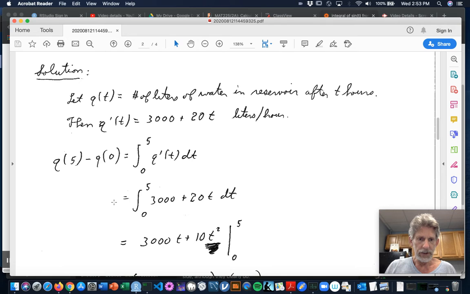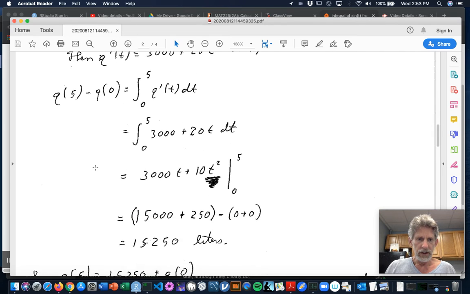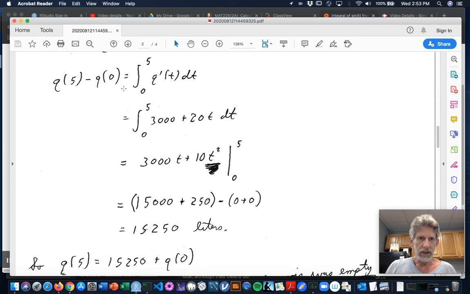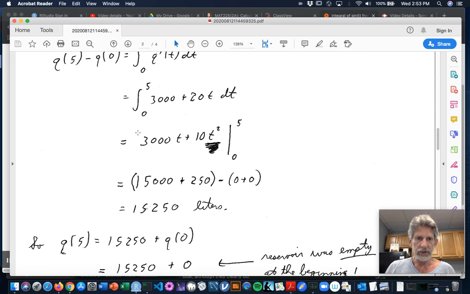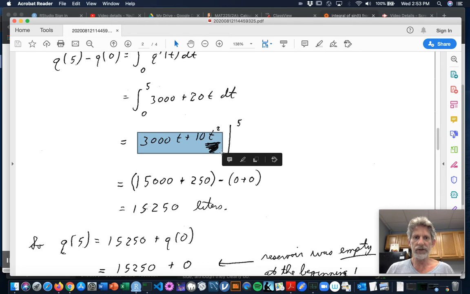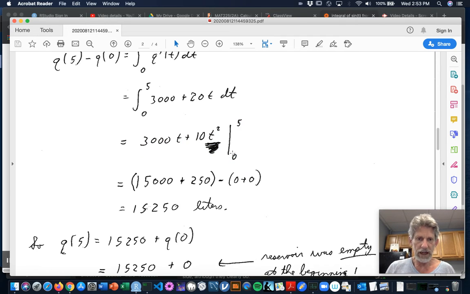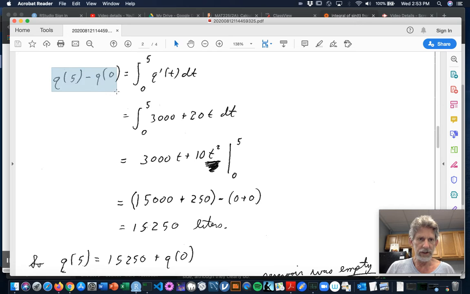So I think to myself, I've got to get this, and I'll worry about the Q of 0 in a minute. Let me see if I can get this. Well, Q prime of t is 3,000 plus 20t. The antiderivative would be 3,000t plus 20 times t squared over 2, which is 10t squared, so that's an antiderivative. Evaluate between 0 and 5, and I end up with like 15,250 liters. So that's the difference here.